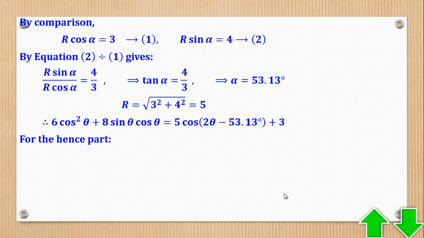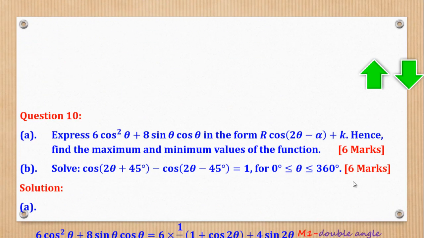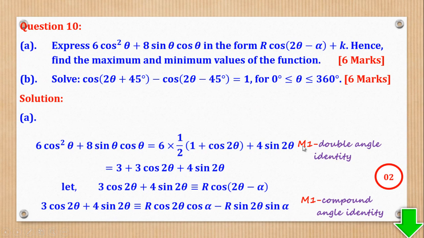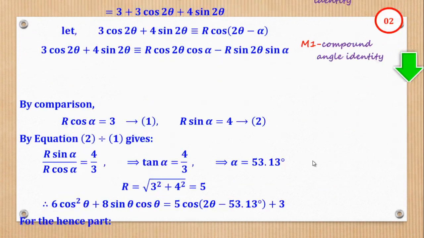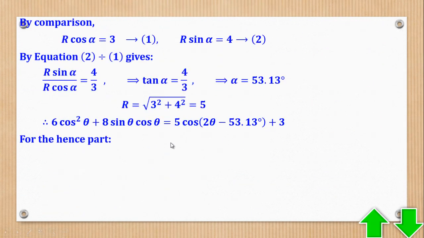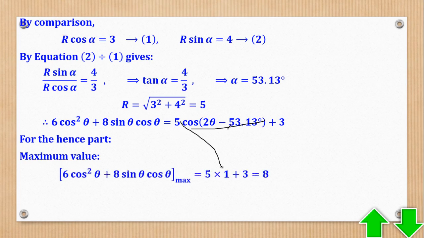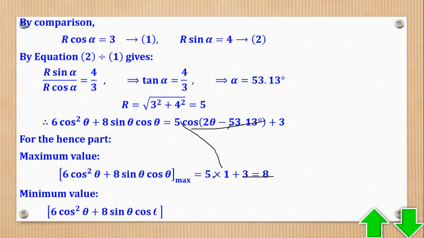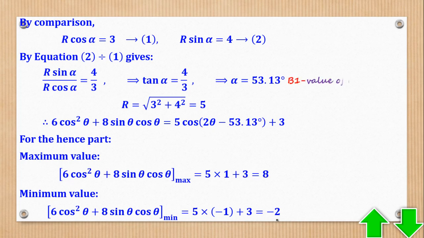Then for the hence part, they wanted maximum. Let me first go back to the question. Maximum and minimum values of the function. So maximum for sine is +1 and cos is +1. Minimum for cos and sine is -1. So I'll come and say, if they want maximum, replace this with 1 to come up with 5 times 1 plus 3 to give you 8. When they want minimum, replace with -1 to get 5 times -1 plus 3 to give you -2. As simple as that.